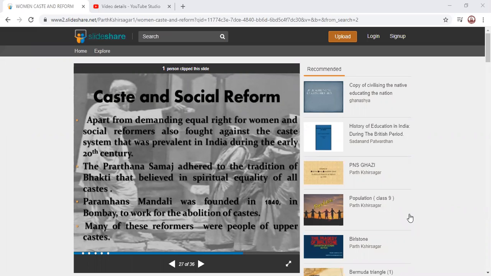Let's continue our next part of the chapter, caste reforms. Casteism in Indian society. Casteism in Indian society was a result of the old varna system.